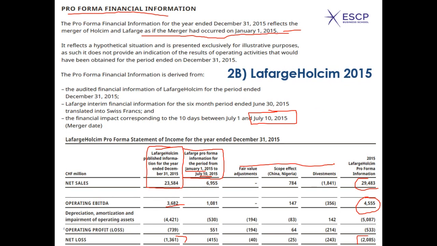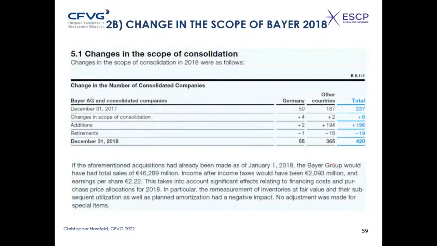Okay, so that means here they basically do the comparison for the income statement only and present some pro forma information here. Any questions on that? On this example here? Okay, there's another one in the next slide.